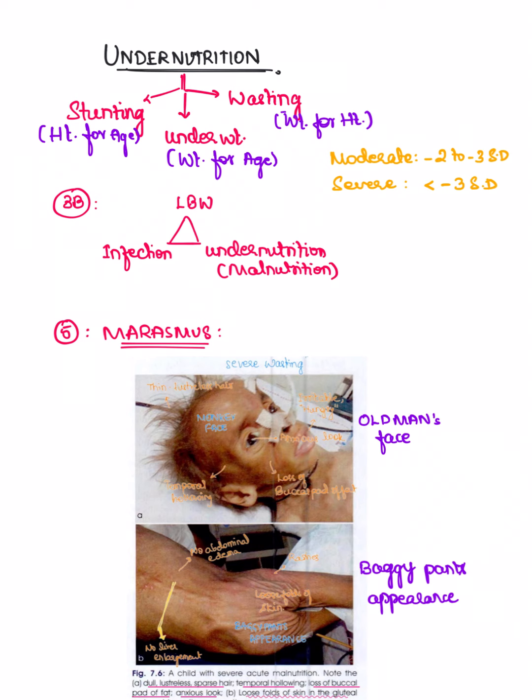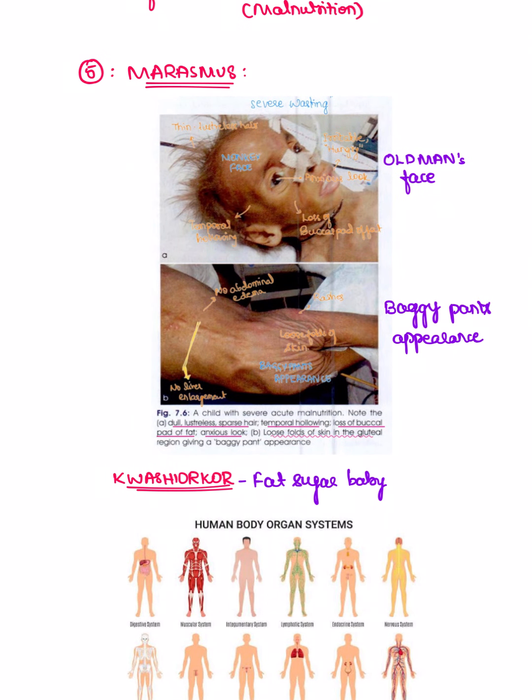Then, coming to the pathogenesis of why undernutrition occurs, as I've already told, there is an epidemiological triad that gives rise to this undernutrition. That is, low birth weight babies are prone to get malnourished, and these malnourished children are prone to get infection, and these infected children are going to have low birth weight. This kind of cycle is always present with undernourished children. So there are two main entities in undernutrition: one is called Marasmus, and the second one is Kwashiorkor.